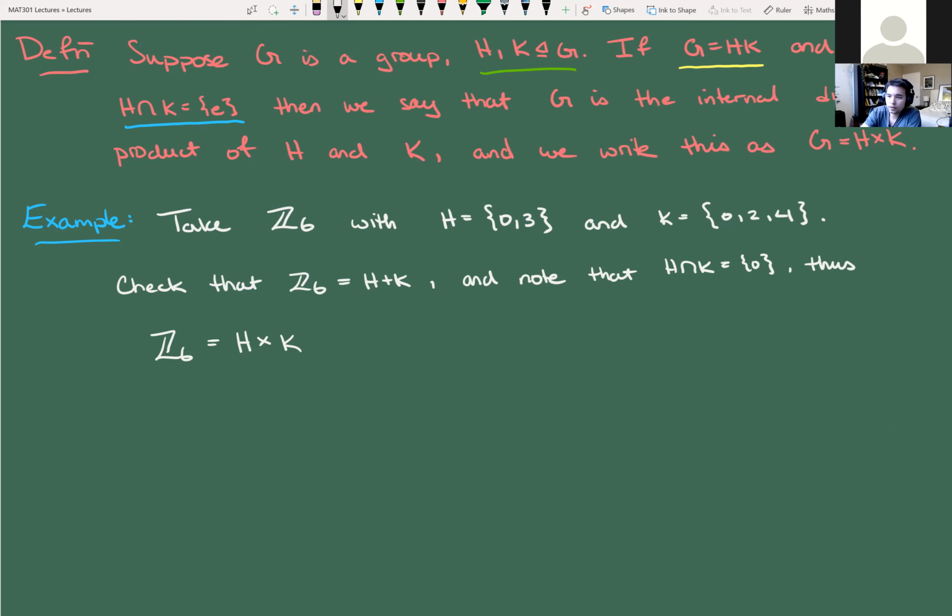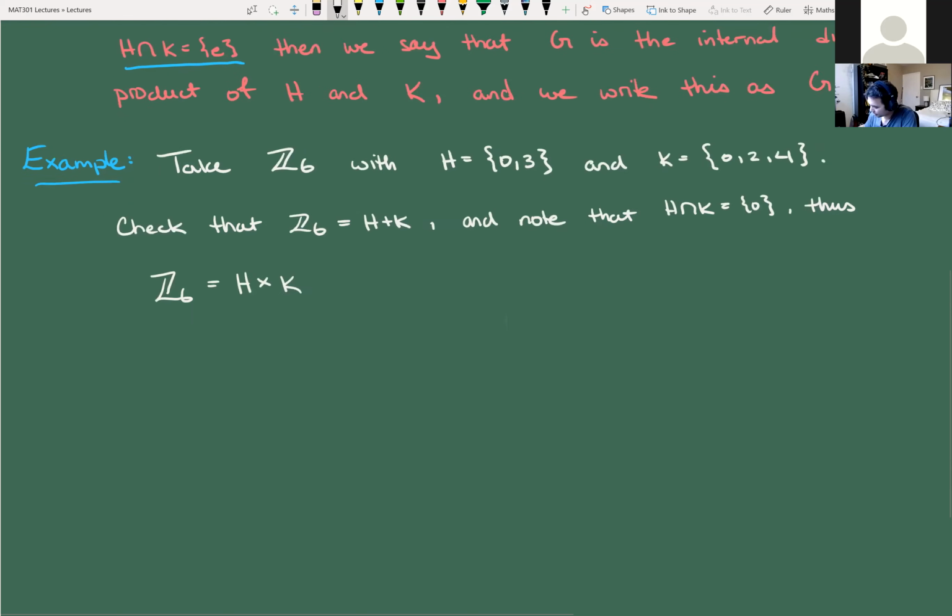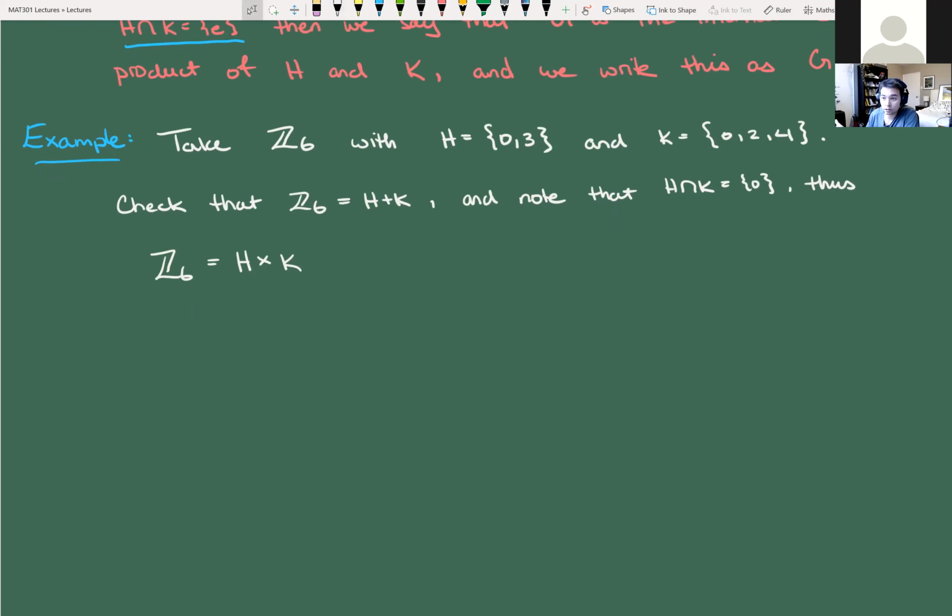The entire point of this is effectively to say that Z6 can now be written uniquely. Every element of Z6 is uniquely an element of H plus an element of K, right? That's effectively what we're going for here. And again, you can look at it and you can convince yourself it's true. There's only one way of writing 5 as something in H plus K. It has to be 3 plus 2, right? There's no other way that you can do it.